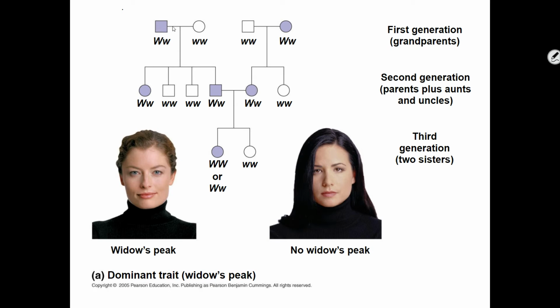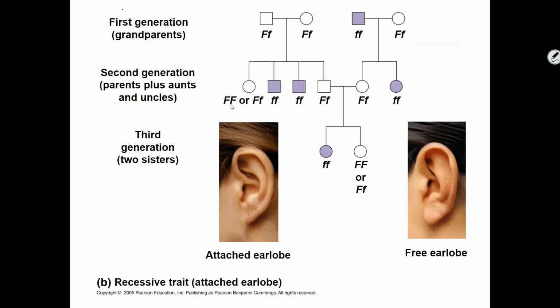The squares are male, the circles are female, and the colored-in shapes represent that they have the trait that's being looked at. Here's a dominant trait, and you can see which ones are colored in. That one makes a lot of sense. Here's a recessive trait pedigree, same sort of thing.